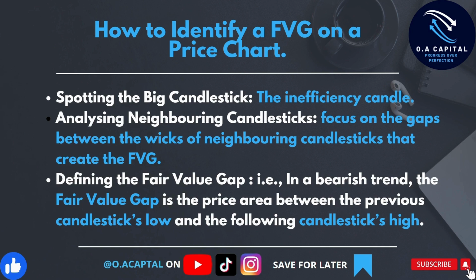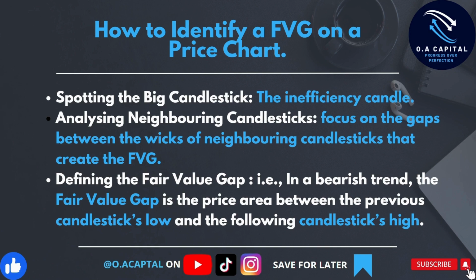And then the second thing is to analyze the neighboring candlesticks. What this means is we're focusing on the gaps between the wick of the following candle after the huge candle that caused the price to push up or down, basically creating the fair value gap. And last but not least is defining the fair value gap. In a bearish trend, the fair value gap is a price area between the previous candle's low and the following candle's high.